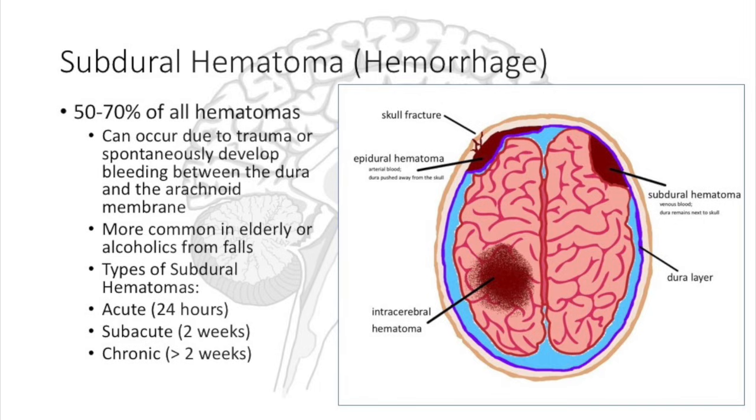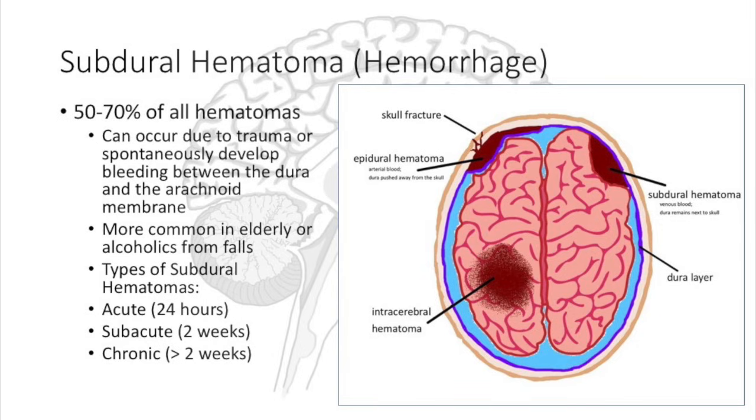The subdural hematomas are 50 to 70% of all hematomas. This can occur, again, due to trauma or spontaneous development. These are more common in elderly or alcoholics, and this is due to falls. These are types of subdural hematomas. This is how we classify them: acute, subacute, and chronic. The acute is within 24 hours. The subacute hematoma develops within 2 weeks, and the chronic hematoma develops over a period of 2 weeks or greater.